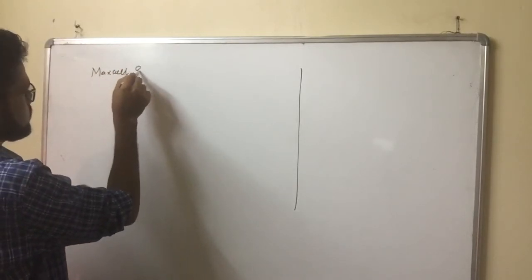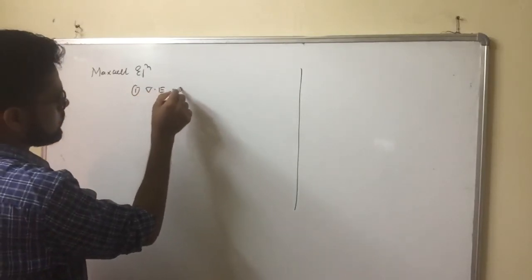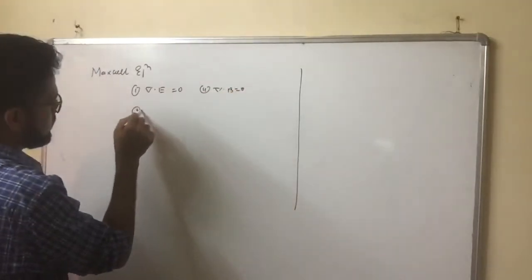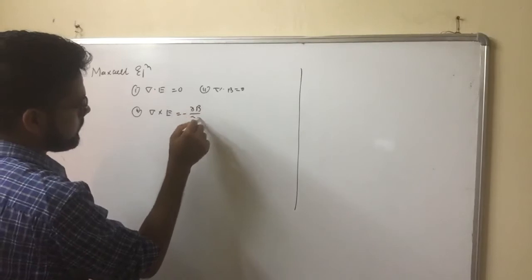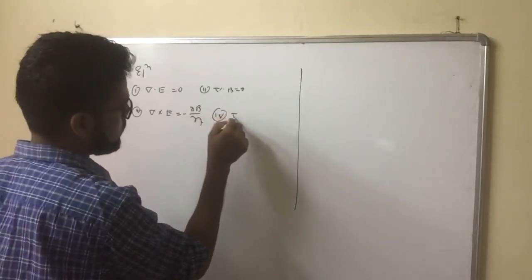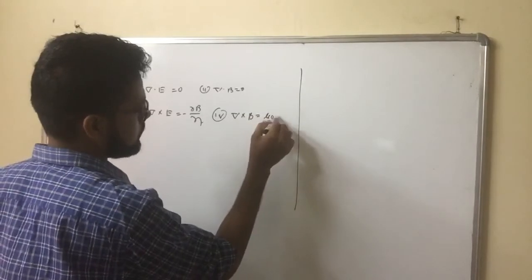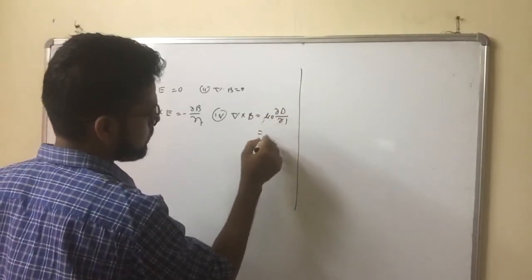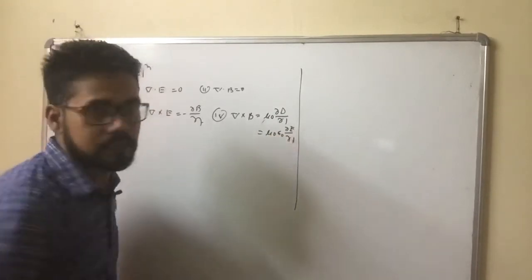Okay, the Maxwell equations. One is the divergence of E equal to 0 in free space. Divergence of B is equal to 0. Then del cross E equal to minus del B by del t, and del cross B equal to mu naught epsilon naught del E by del t. These are the Maxwell equations.